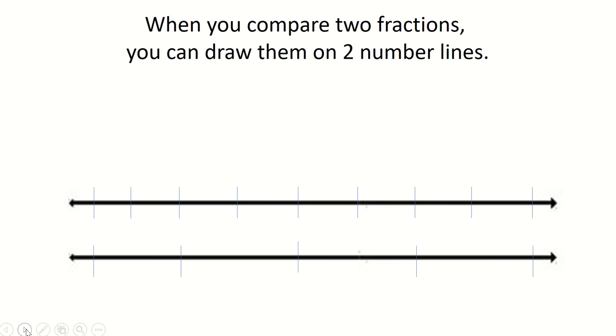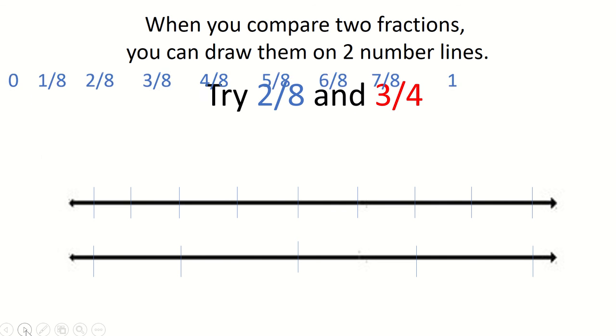When you compare two fractions, you can draw them on two number lines. So if you're not able to do it with the rules, you can draw number lines. You can also draw models like our circles and our pizzas, but I wanted to show you this way of drawing two number lines. So let's compare 2/8 and 3/4. For these two fractions, the numerators are not the same and the denominators are not the same. So I can't really use one of those rules of, well, the numerators are the same, so the smaller denominator is going to be the biggest. I can't do that. So I can either use reasoning or I could use a number line or a model.